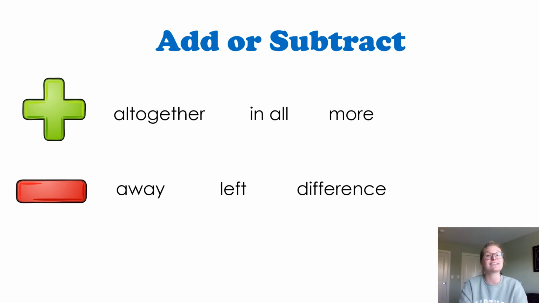Good. If you choose for your word problem to be about subtraction, you're going to be using the words at the bottom next to the minus sign. Let's read those words together. Away, left, difference. Good. Let's move on to the next spot that we'll need to fill in on our sentence frame.